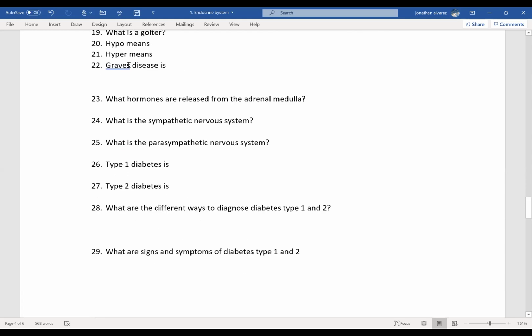Okay, Graves' disease is a hyperthyroidism. So hyperthyroidism, too much thyroid hormone is being released, which increases metabolism too much. You typically have very thin and fast-growing hair. They can retain fluid behind the eyes and in their legs.